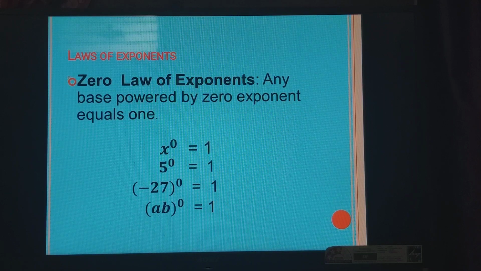This is a very important and generalized form, the zero law of exponent. Any base powered by zero exponent equals 1. What does it mean? It means that whatever number you take, if you raise it to the power 0, you will finally get 1 as the result.